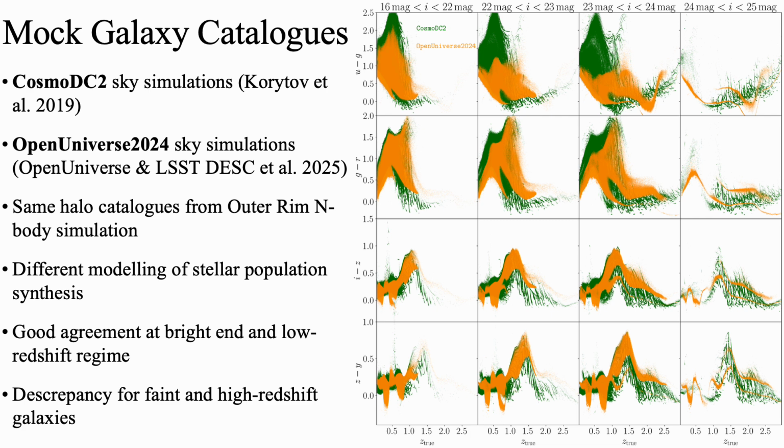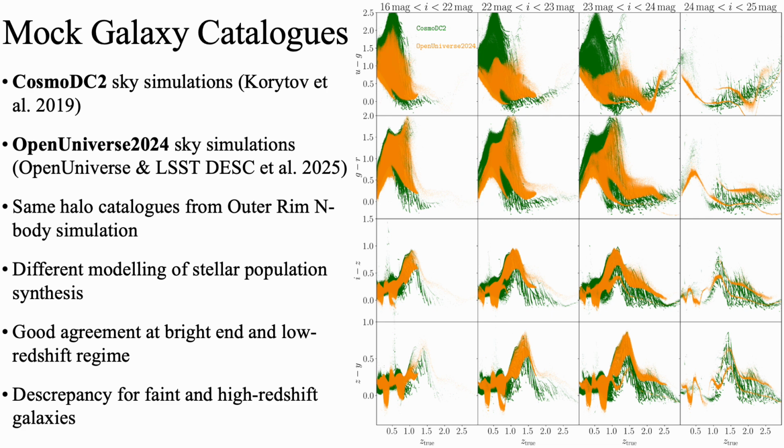So, we choose the OpenUniverse catalog as the realistic observed dataset for LSST. The Cosmos DC2 catalog will be used purely as a simulated dataset for data augmentation.